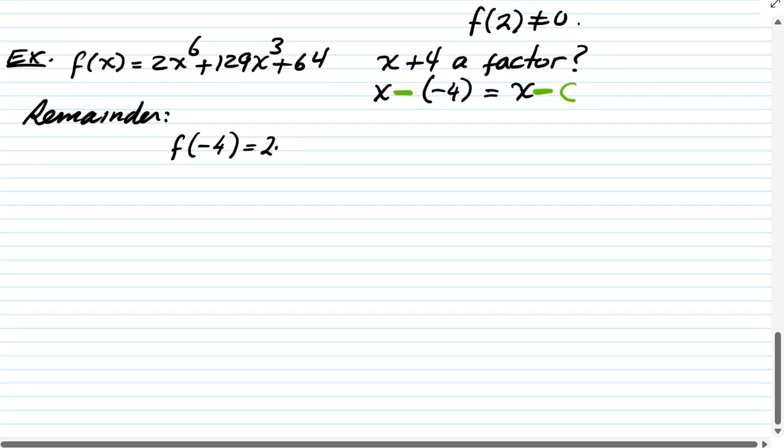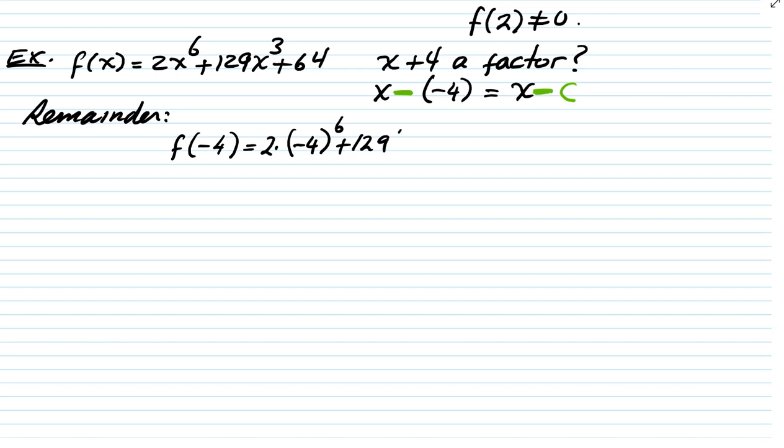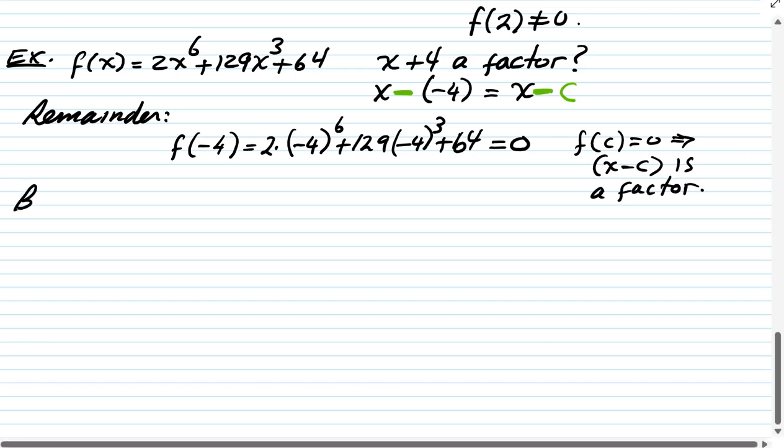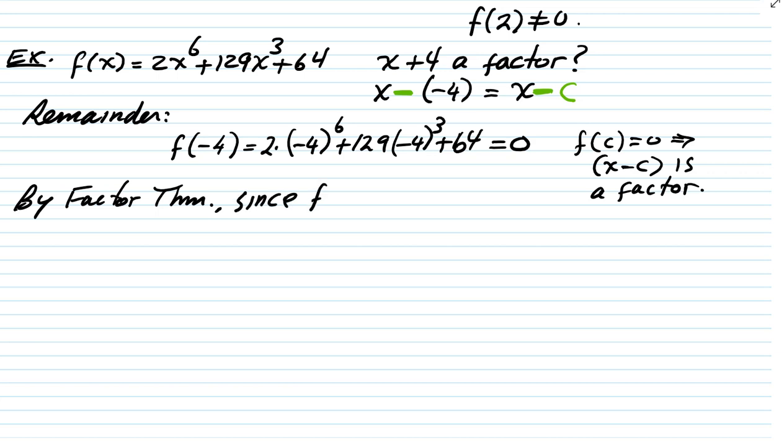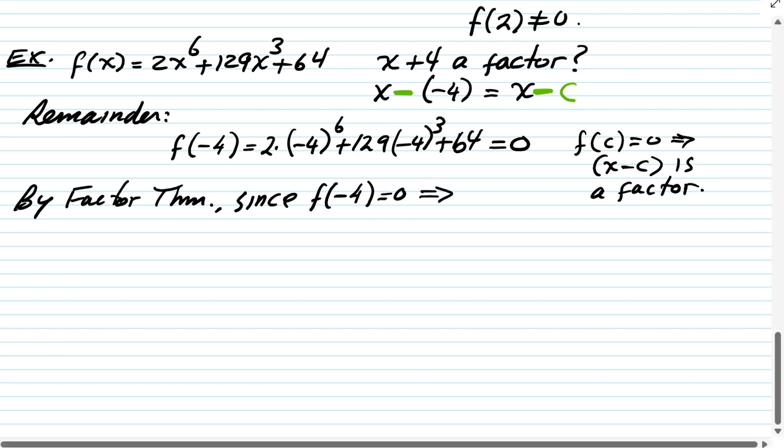And that would be 2 times negative 4 to the 6th plus 129 times negative 4 cubed plus 64. Now if you do the arithmetic of this, I've done it, and let's see, I think I got 0. I'm pretty sure, but you might want to verify this. That's what I got. Therefore, since f at c equals 0, then that means x minus c is a factor by the factor theorem. Since f at negative 4 equals 0, that would imply x plus 4 is indeed a factor of the polynomial.